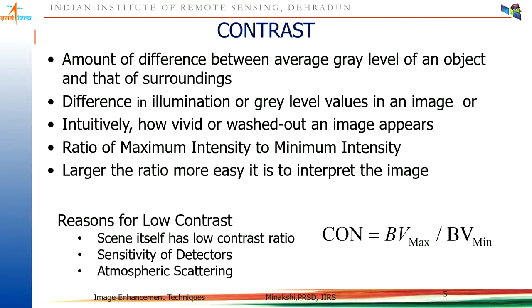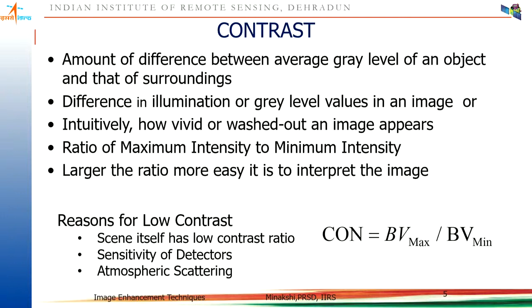Like for example, if I'm talking about a water body, it's the DN values of contrast in the water body as related to its background. That means the objects which are surrounding it. So this difference is basically the difference in gray level values, which will indicate how sharp an image looks, how washed out an image looks.